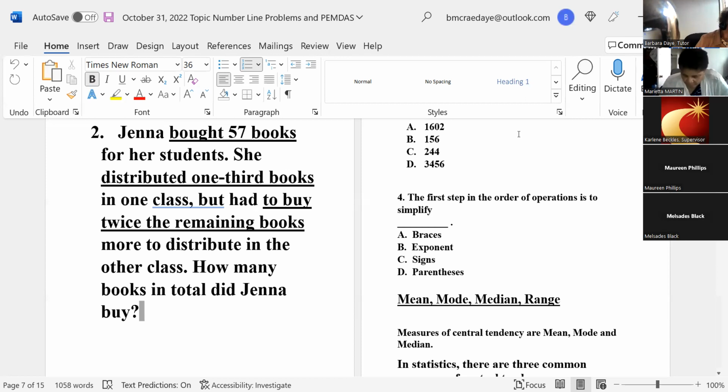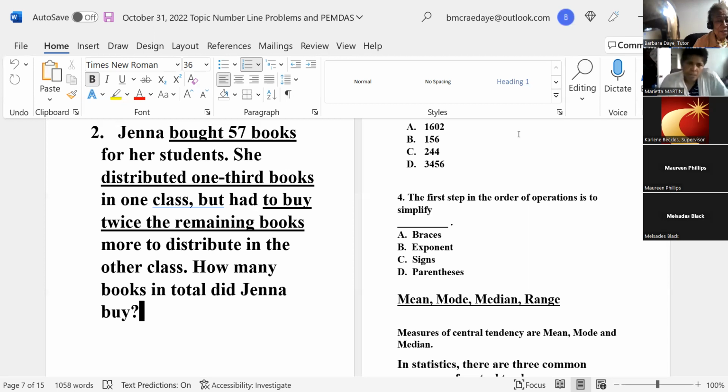Well, first you have to find out what is 1/3 of 57. Okay. And she says she had to buy twice the remaining books. I know what to do when I get 196. What did you get, Maureen? 196. Good girl.